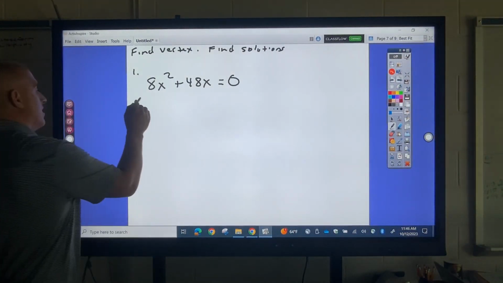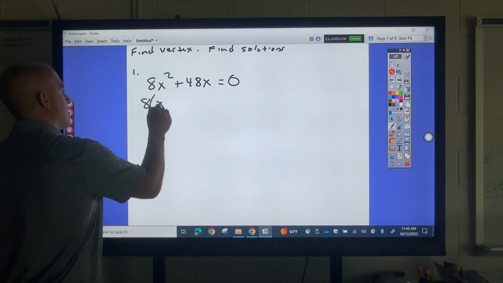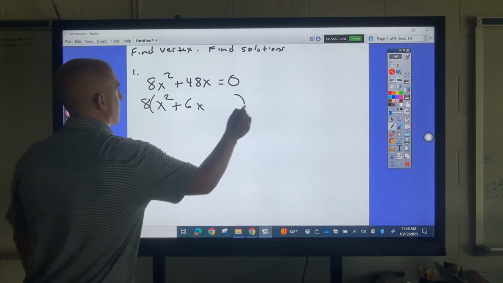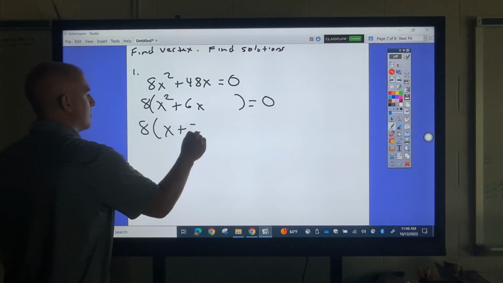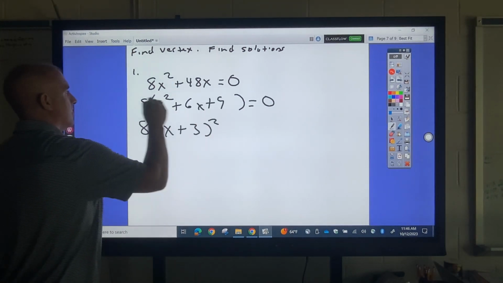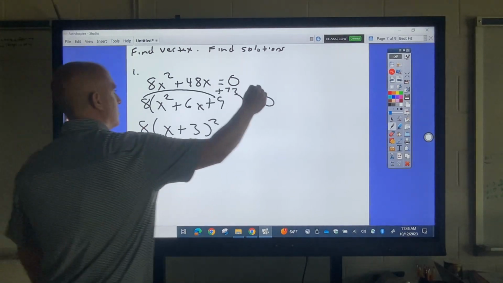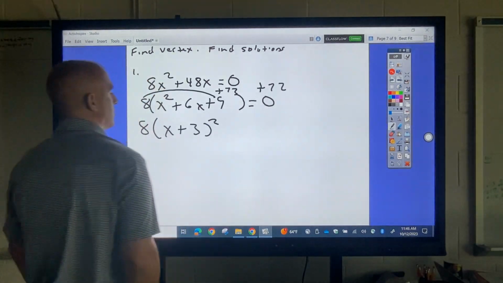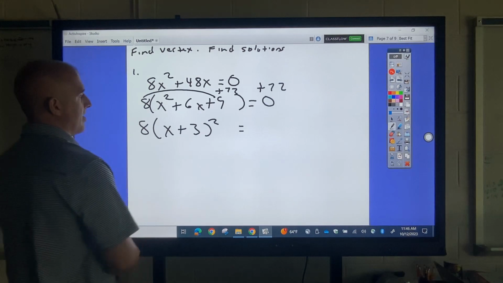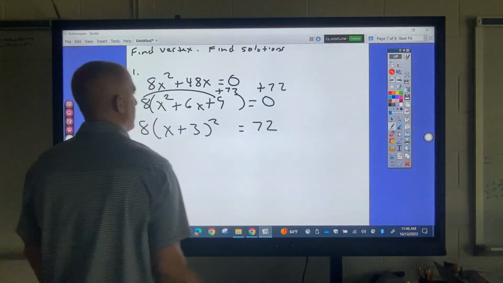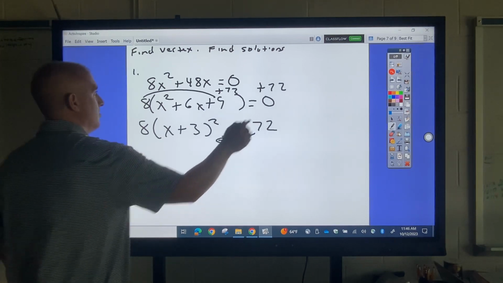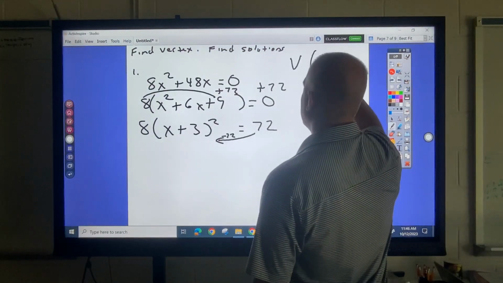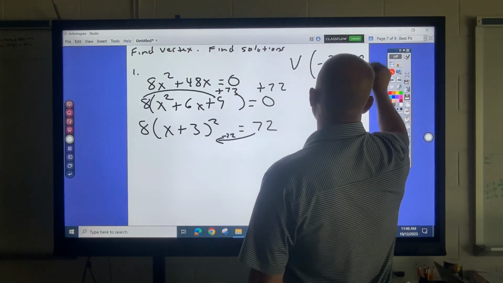Here I would take out an 8. I would divide 6 by 2, which would be 3. 3 squared is 9. 8 times 9 is 72. That would give me 72 there. If I wanted to get the vertex, I would bring that back and it becomes negative 72. So my vertex is negative 3, negative 72.